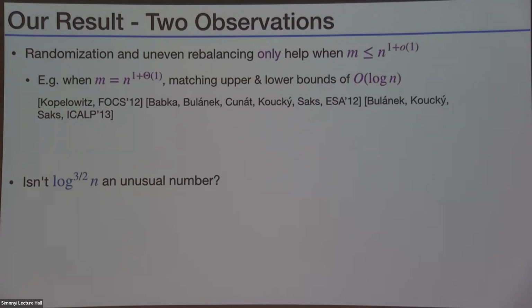And the second thing you might think, when you first see this number, is: isn't log to the 3/2 n kind of an unusual number? And maybe if we can break log squared n, we can probably get all the way down to log n. It turns out that there's at least some evidence to believe that log to the 3/2 n could be the correct answer. That evidence comes in the form of saying that log to the 3/2 n is tight for a particular natural class of algorithms. So let me now tell you about what this class of algorithms is.